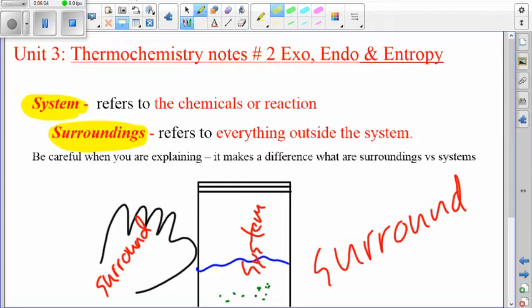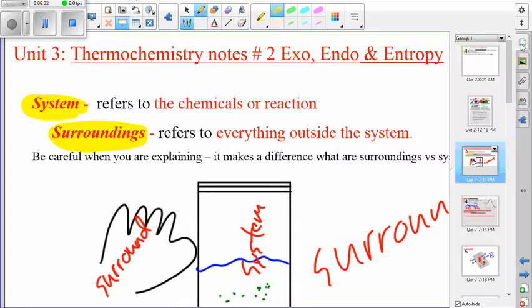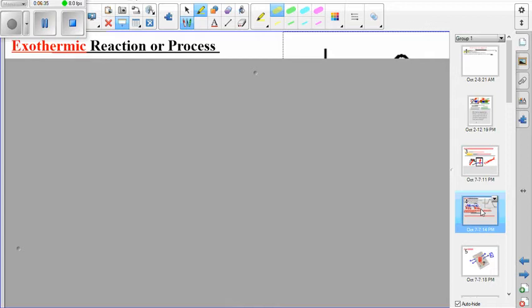Everything else, so like here's your paw, that's surroundings. The air, the class, everything else, surroundings. But in this situation, this would be your system. It's basically the reaction itself. This doesn't mean that every time you have a Ziploc baggie in life, that's your system. I'm just saying in this example, that is your system. Sometimes your paw is the system, it just depends. All right.